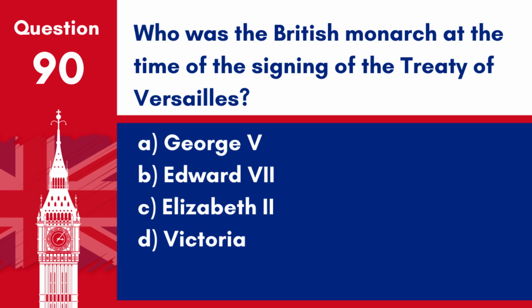Question 90. Who was the British monarch at the time of the signing of the Treaty of Versailles? A. George V. B. Edward VII. C. Elizabeth II. D. Victoria. Answer. A. George V. King George V was the British monarch when the Treaty of Versailles was signed in 1919, formally ending World War I.